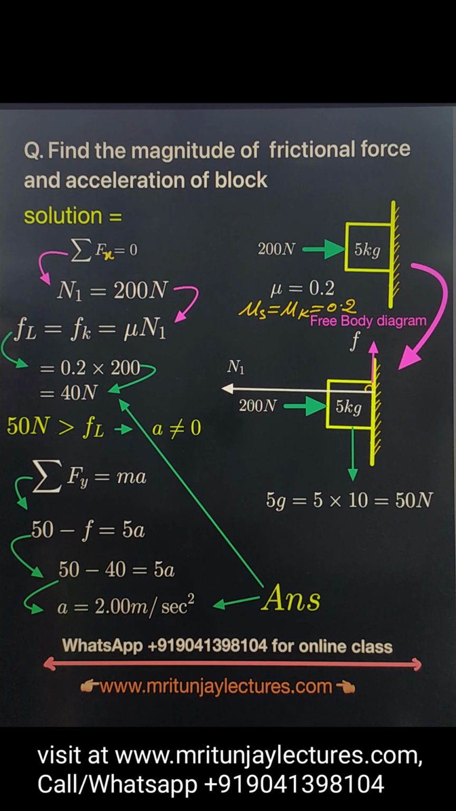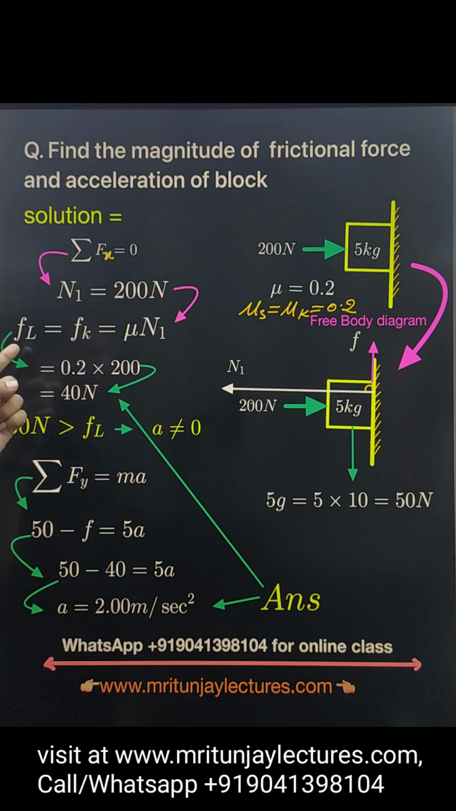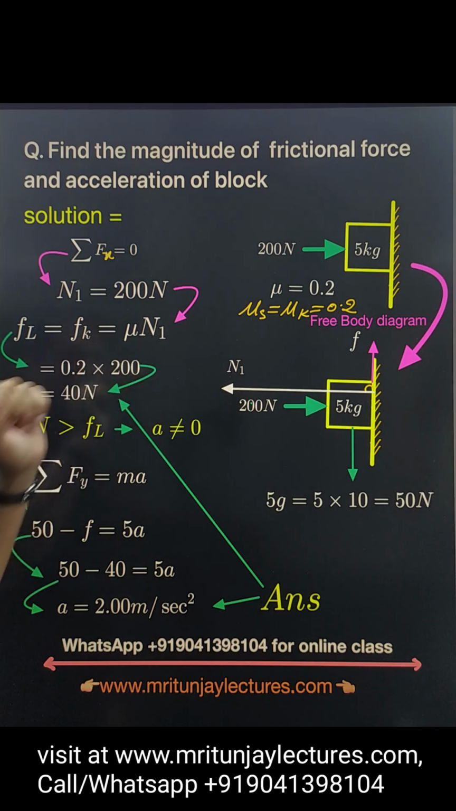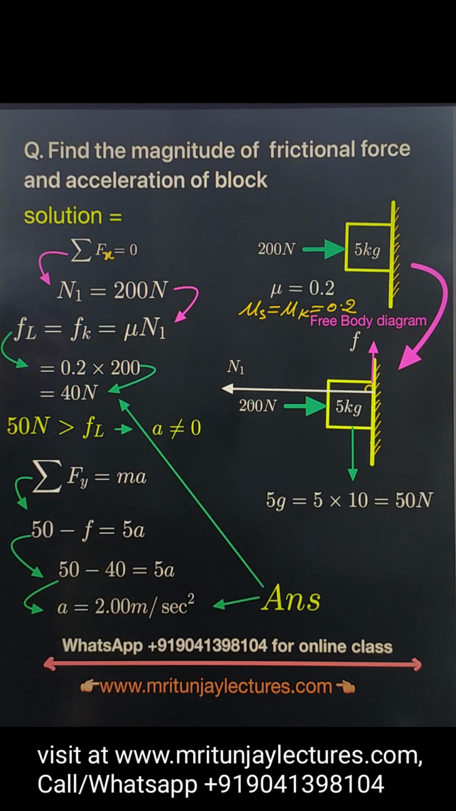After that, what about frictional force? FL and FK. FL means limiting frictional force, and kinetic friction, both are the same because mu is the same. So that value is mu into N1. Mu is 0.2, N1 is 200. So that is how much? 40 Newton. Okay. Now this block is moving or not, decided by which one?